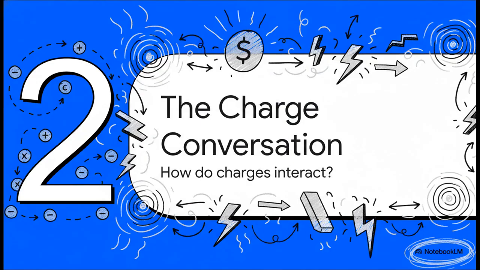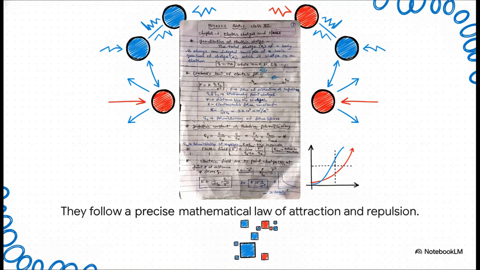Okay, so we've got these little packets of charge. Now what? The next huge question is, how do they talk to each other? How does one charge over here even know another one is way over there? Turns out, they have a very, very specific way of interacting. And the rulebook for that conversation? It's right here. It's called Coulomb's law.